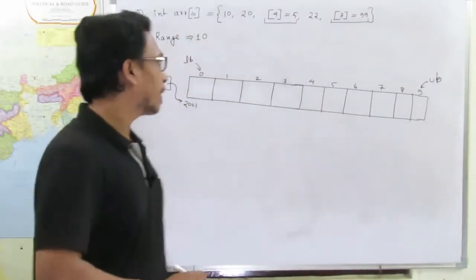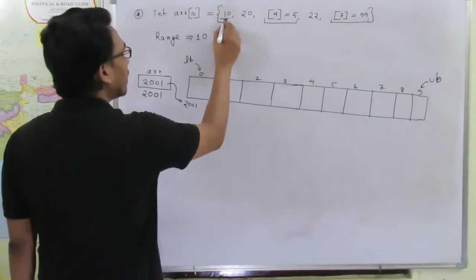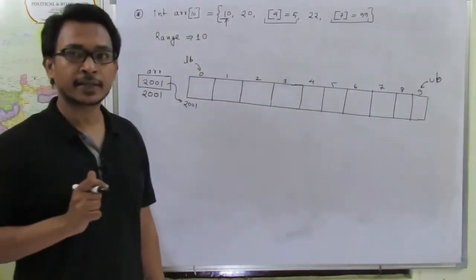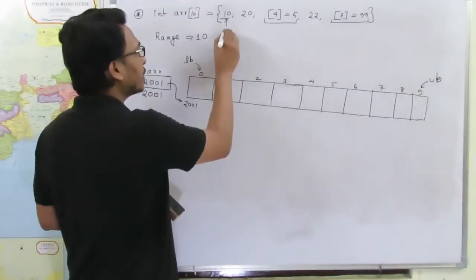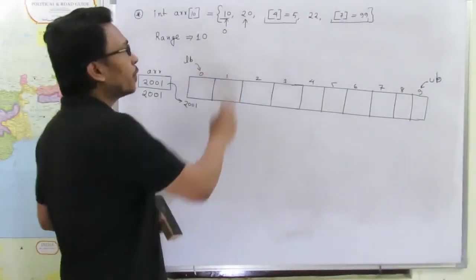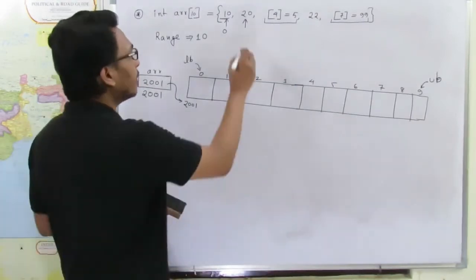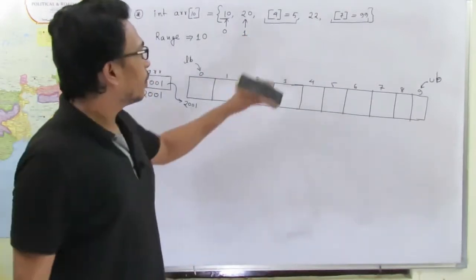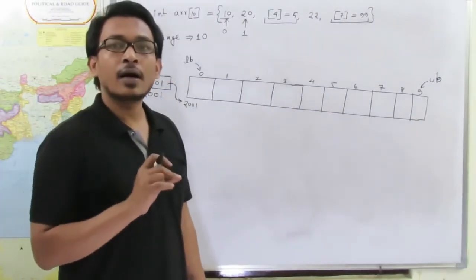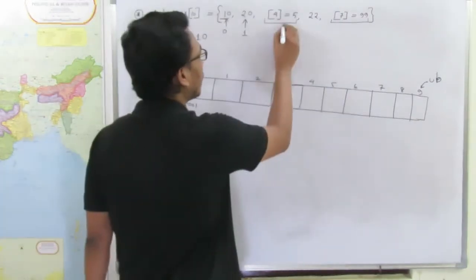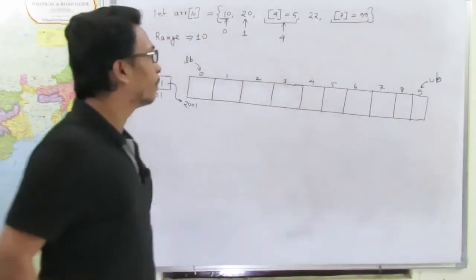Clear? Now coming to the initialization. Look, for this element we did not specify any index. That means this element will be stored in index 0. For this element also we did not specify any index. So where will it be stored? It will be stored in index 1. Now for this element 5 we already specified the index. That means this element will be stored in index 4.